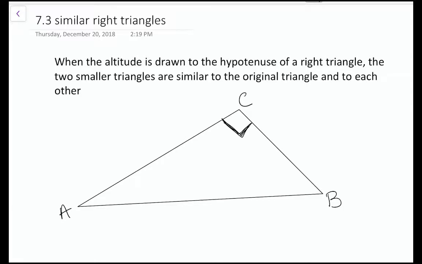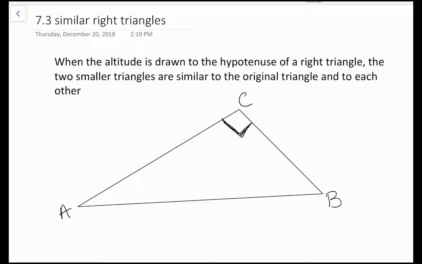All right, this is the video for 7.3 discussing similar right triangles. When the altitude is drawn to the hypotenuse of a right triangle, the two smaller triangles are similar to the original triangle and to each other.